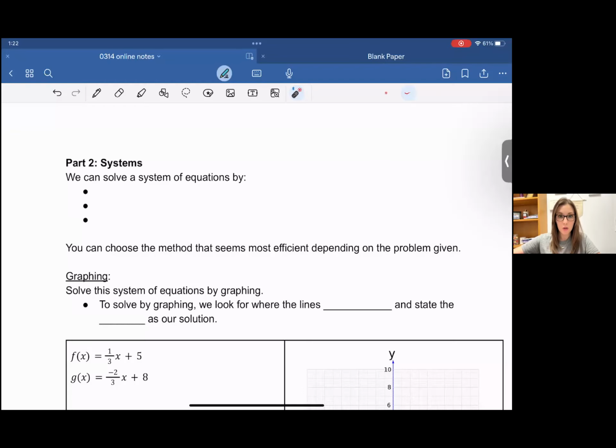Hey, in this lesson, I'm going to show you how to solve systems of two equations 3 different ways. Those 3 different ways are by graphing, substitution, and elimination.